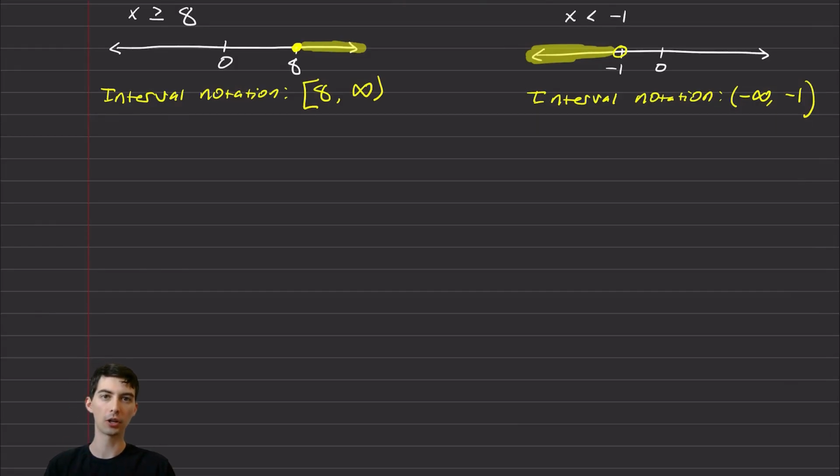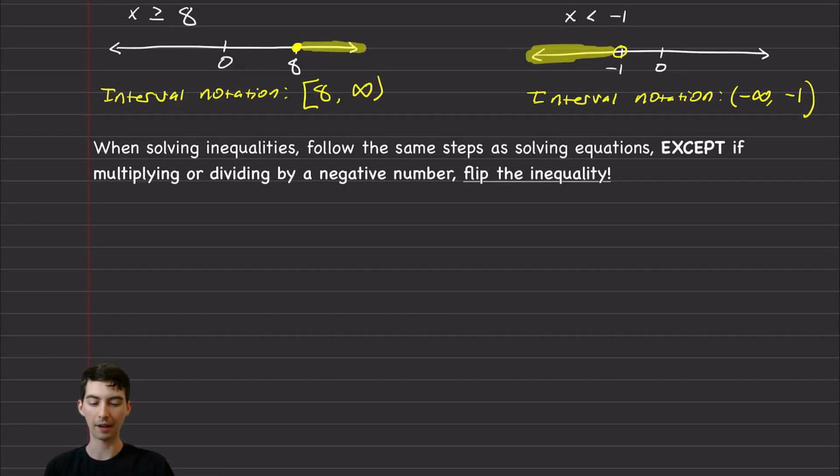So now we're going to practice solving some of these. But there's one important rule. When solving inequalities, we follow the exact same steps as we would if we were solving a regular equation. The only thing that's different is that if we multiply or divide both sides by a negative number, we have to flip the direction of the inequality. Okay, so let's do a couple of examples.